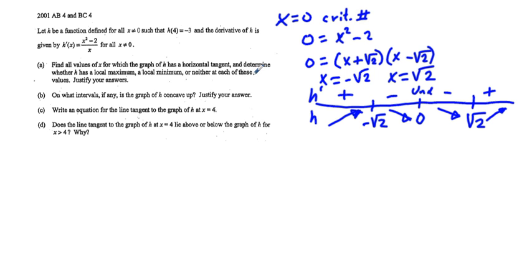So, horizontal tangent: it looks like we have a horizontal tangent at x equals negative square root of 2 and square root of 2. It says justify, so I'm going to put negative square root of 2 and square root of 2, why? Because h prime changes from plus to negative or negative to positive. Anyway, that's a kind of condensed way, right?